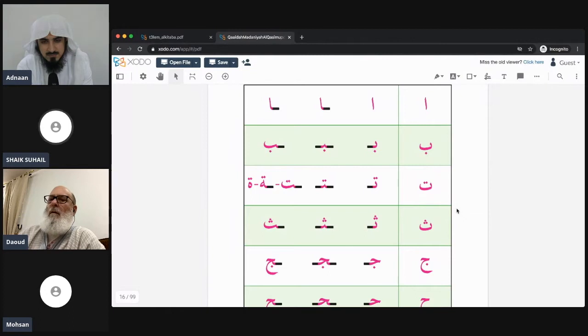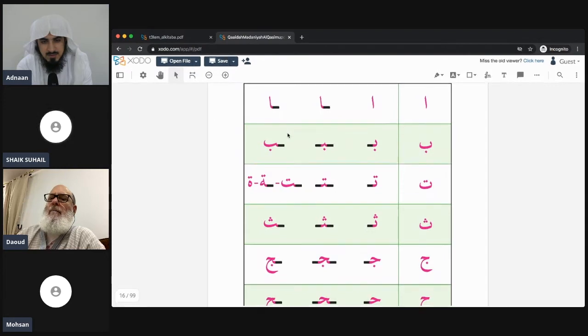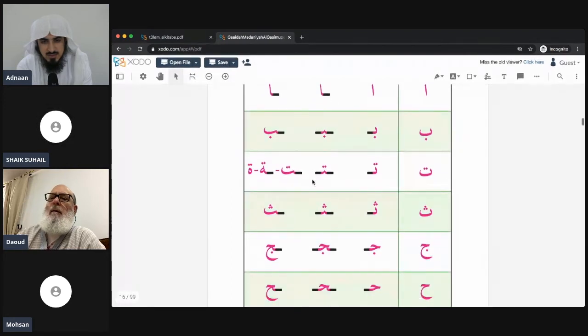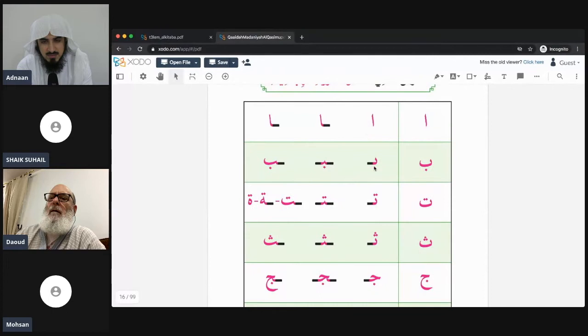Are they all Alif only, Sheikh? The whole page. Alif, Alif, Alif, Alif. Ba, okay, Sheikh. Alif, Alif, Alif, Alif. So, notice how we mentioned that Alif goes straight down. Next.